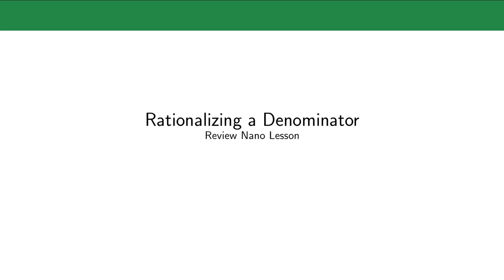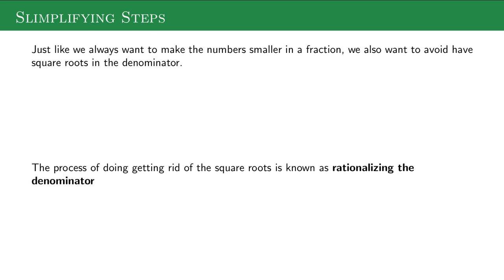In this quick review video, we're going to talk about rationalizing a denominator. So the simplifying steps, if we're working with a fraction, generally we always want to make the numbers as small as possible. So if it's 2 over 4, we want to make it 1/2 instead. Right? We also want to avoid having square roots in the denominator. It's kind of just one of the rules of simplifying. And this process of getting rid of the square roots is known as rationalizing the denominator.